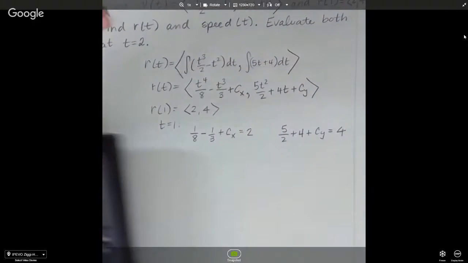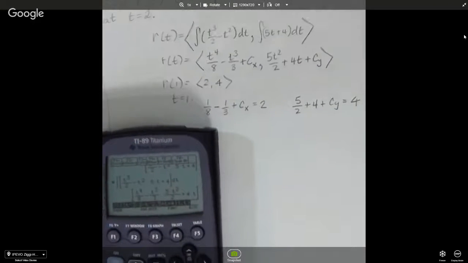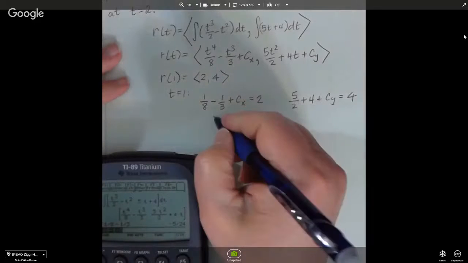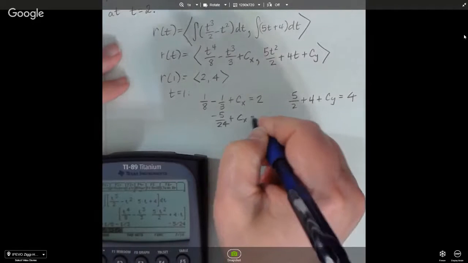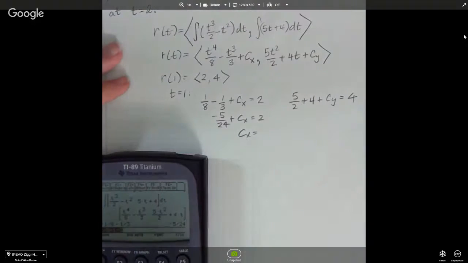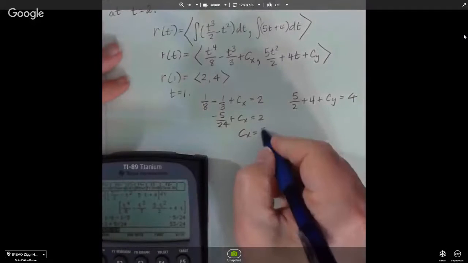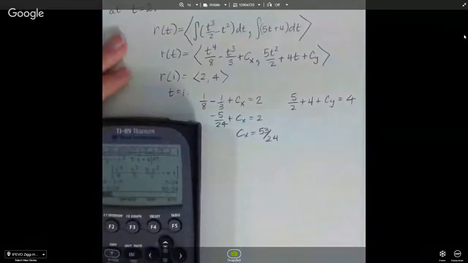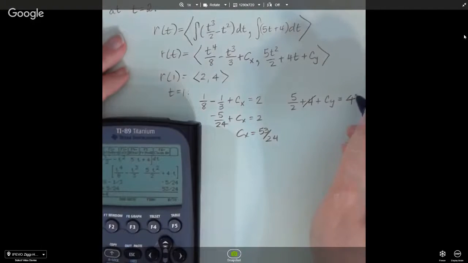So if I were to solve this on the calculator, because of course I gave us icky numbers, because it's a calculator question, I'm going to go 1 divided by 8 minus 1 divided by 3. And what does that give me? Negative 5 over 24 plus c sub x equals 2. So c sub x is going to equal 2 plus 5 divided by 24, which is a nice pretty number, 53 over 24. Solving for c sub y, we're going to get 5 divided by 2 plus 4 minus 4. Those are going to cancel, so c sub y equals negative 5 over 2.